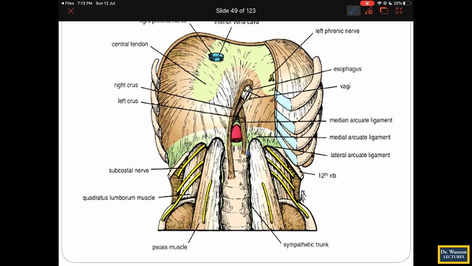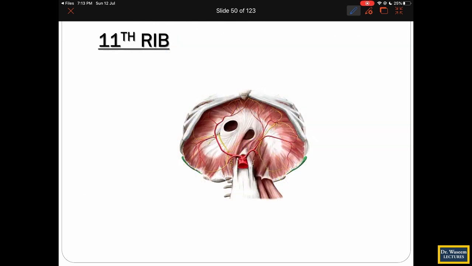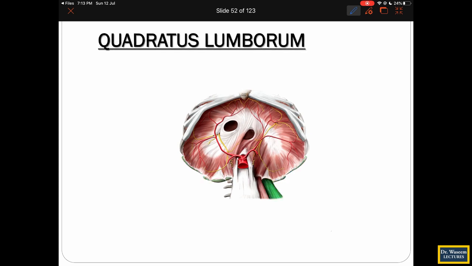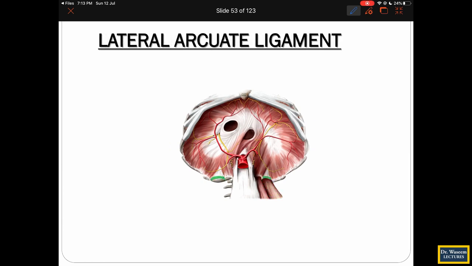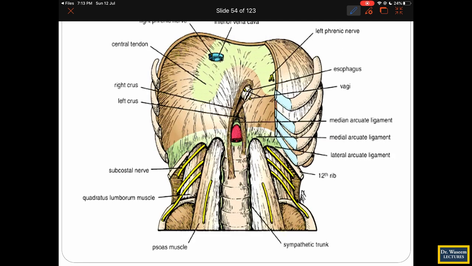See again. And you are watching here this 11th rib, and you are watching this 12th rib. Quadratus lumborum, we have shown you here the quadratus lumborum and the fascia covering it, and its upper margin is thickened to form an arch here again. It's called the lateral arcuate ligament. See, this lateral arcuate ligament has been shown on both sides. You are watching again the lateral arcuate ligament.